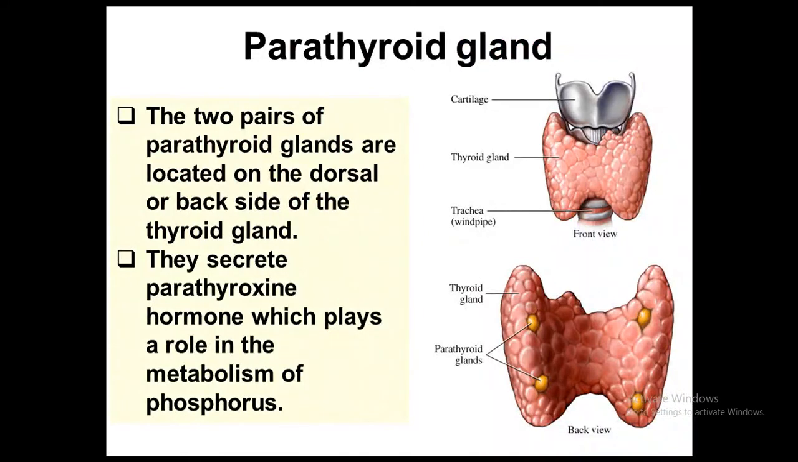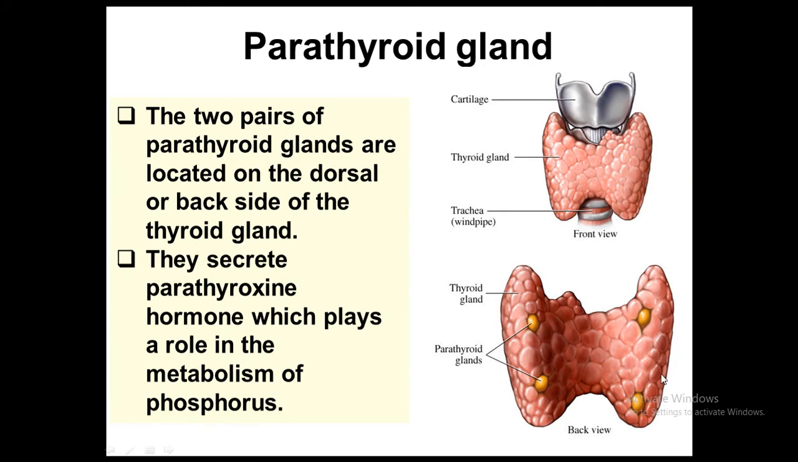Parathyroid gland. It is also present in our throat, behind the thyroid gland. The two pairs of parathyroid glands are located on the dorsal or back side of the thyroid gland. So its number is four. The number of thyroid glands is 2. This is the thyroid gland, and this is the parathyroid. So the thyroid gland number is 2, but the parathyroid is 4.